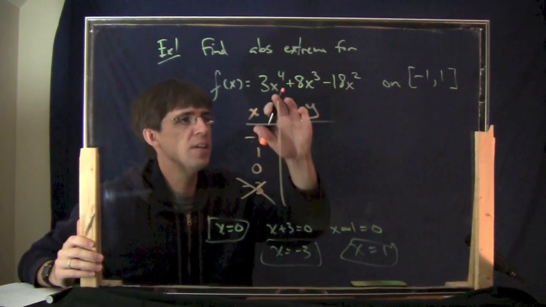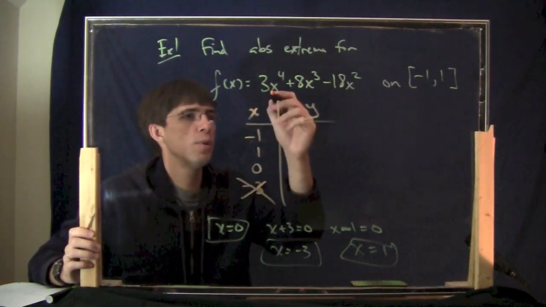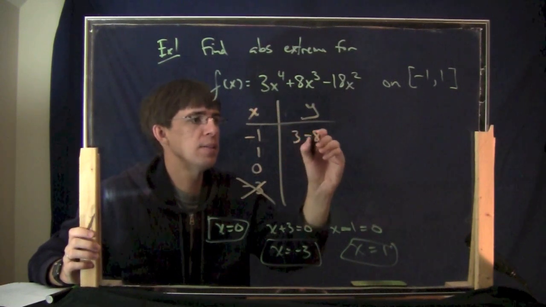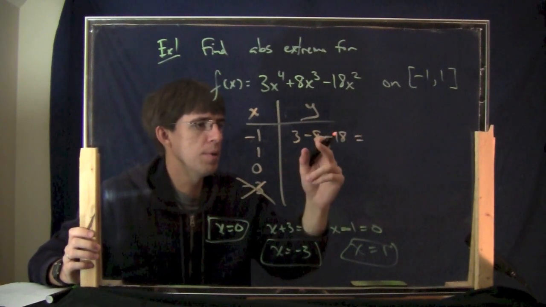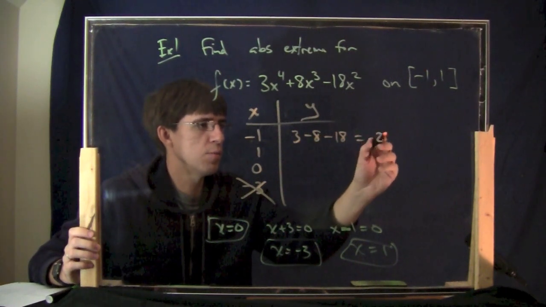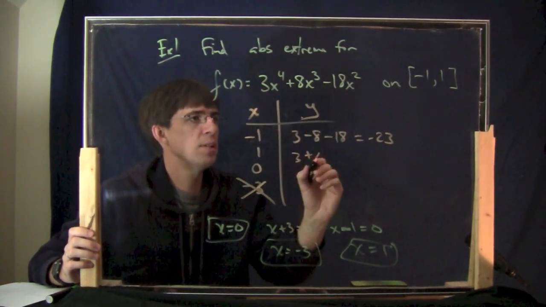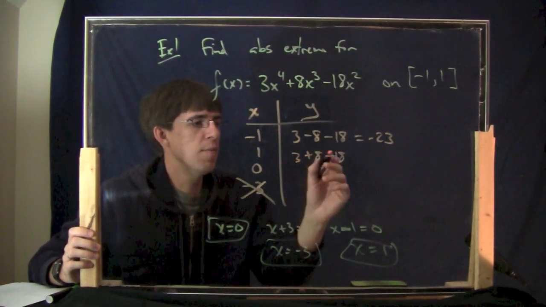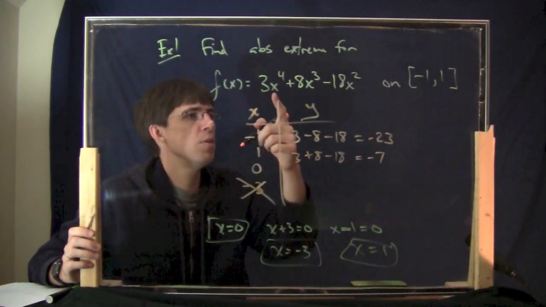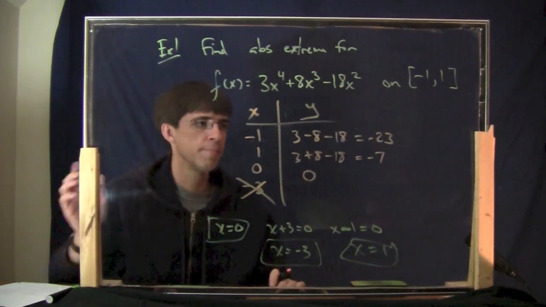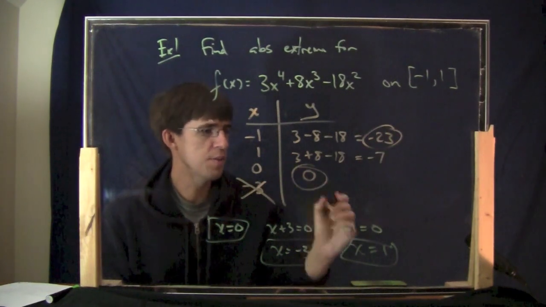Now you plug these into the original function and see what you get. When you plug in minus 1, this is going to be 3 minus 8 minus 18, which would be negative 5 minus 18, negative 23, right? When you plug in 1, you just get 3 plus 8 minus 18. That would be 11 minus 18, which is negative 7. And when you plug in 0, you get 0 throughout, all right? And as before, you choose the biggest and the smallest. This is the smallest, this is the biggest.